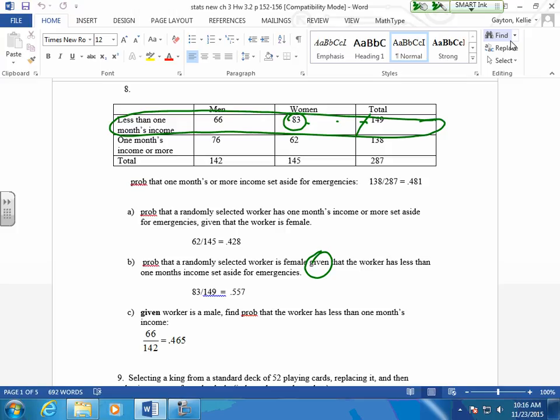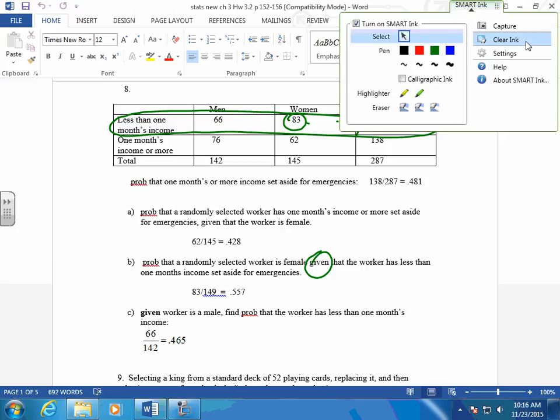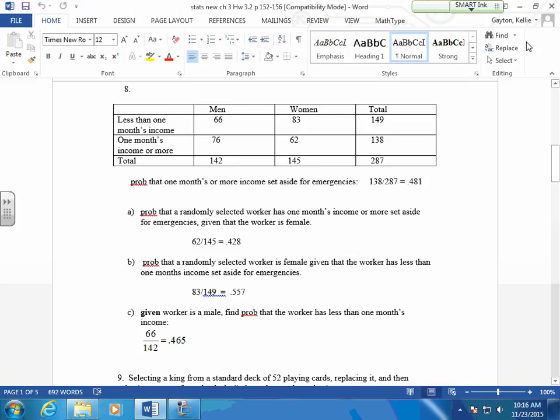Probability. Now, this one they switched around, so be careful with this one. They said, given that the worker is a male, find the probability that the worker has 1 month or less income. So the given came first, which is perfectly fine. But you still have to do the given first. So given the male, find the probability that it has less than 1 month, 66 out of 142. Good?